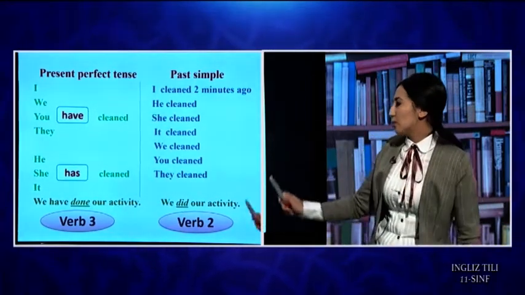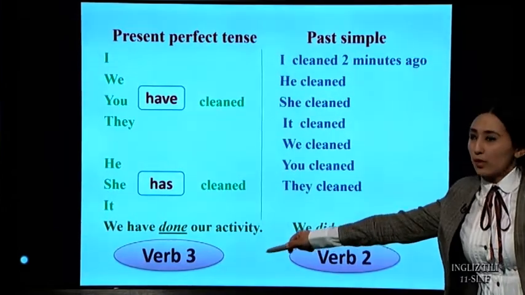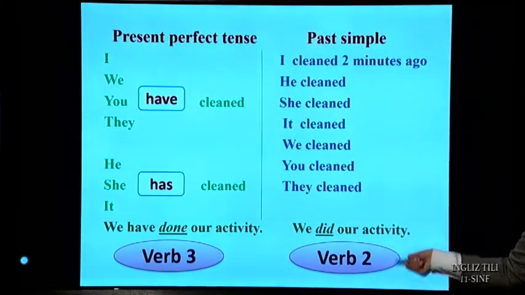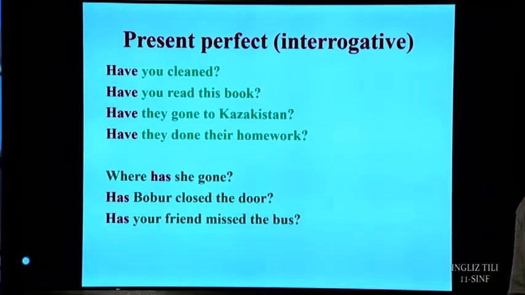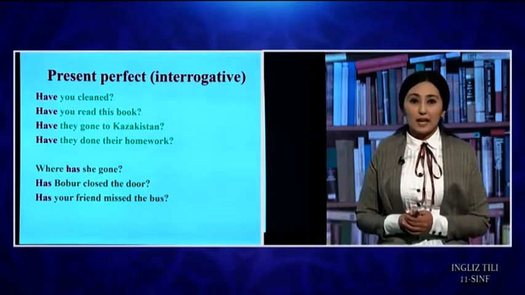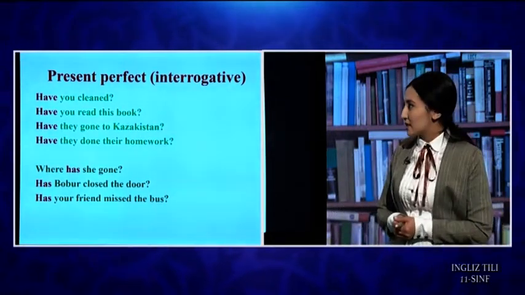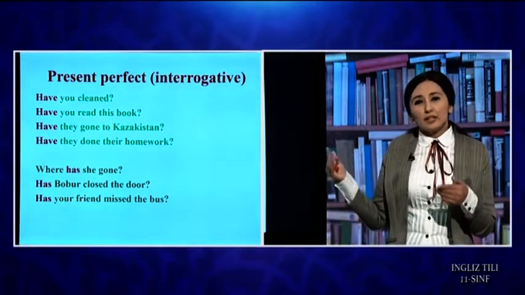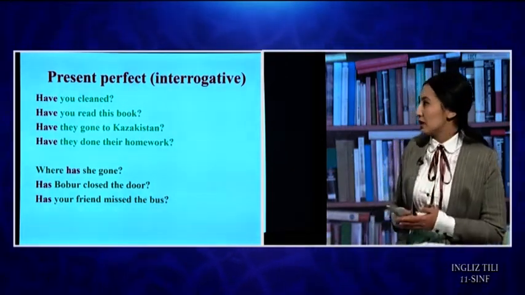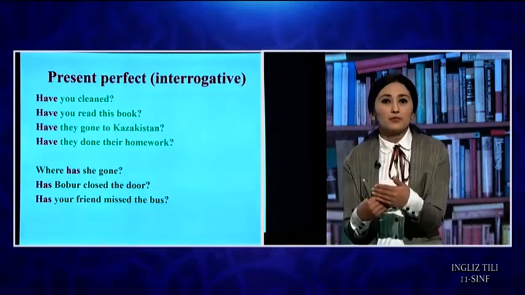Pay attention, one more difference. We use verb 3 in present perfect tense and verb 2 in past simple. This is the structure for an interrogative sentence in present perfect tense. You can use the same question sentence structure as in English: use the auxiliary verb before the subject.